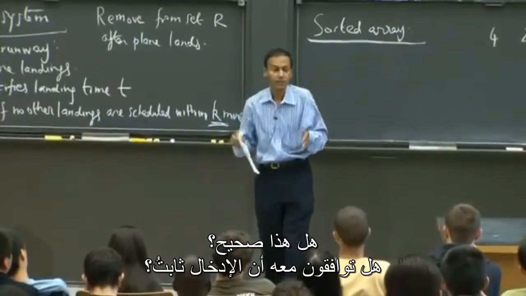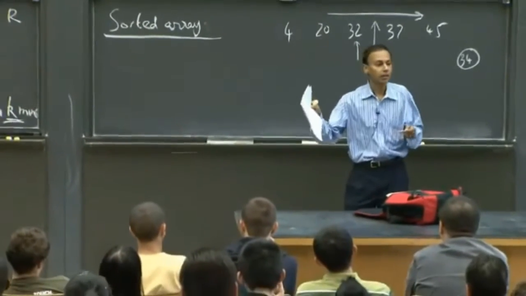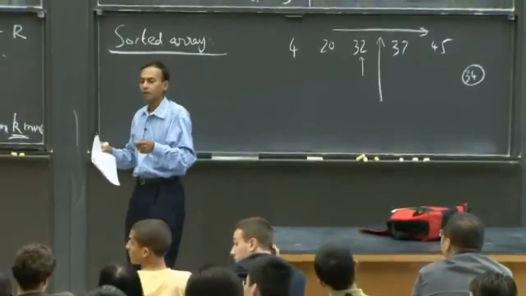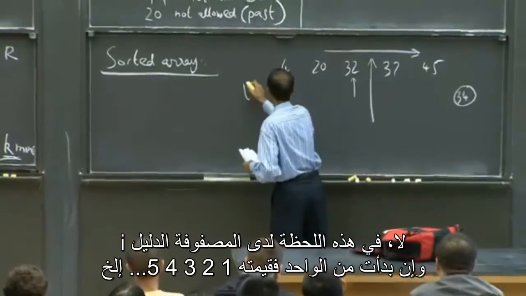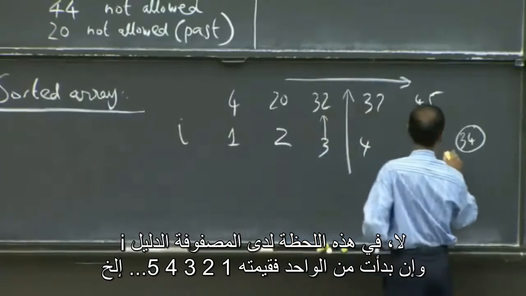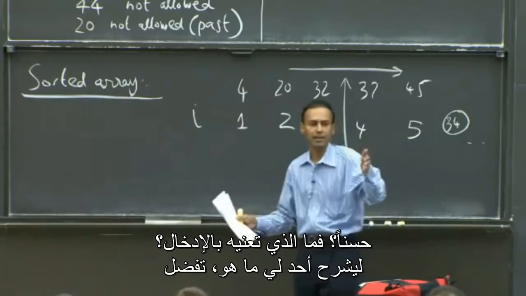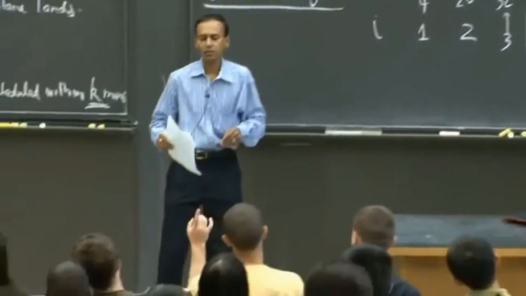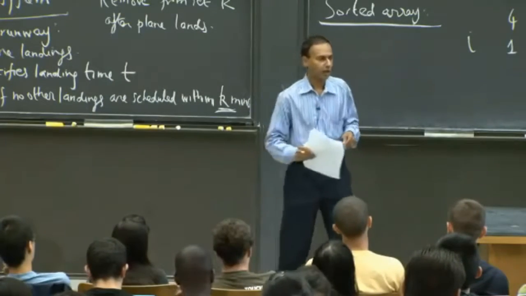Insertion is constant? Is that right? Do people agree with them that insertion is constant? If you have a maximum size of the array, there must be a maximum to do the insertion. No, the array, the indices. So right now the array has indices I, and if you start with 1, it's 1, 2, 3, 4, 5, etc. Okay? So what do you mean by insertion? Someone explain to me. When you put something in, you have to shift every element over. That's exactly right. Okay, good. That's great.